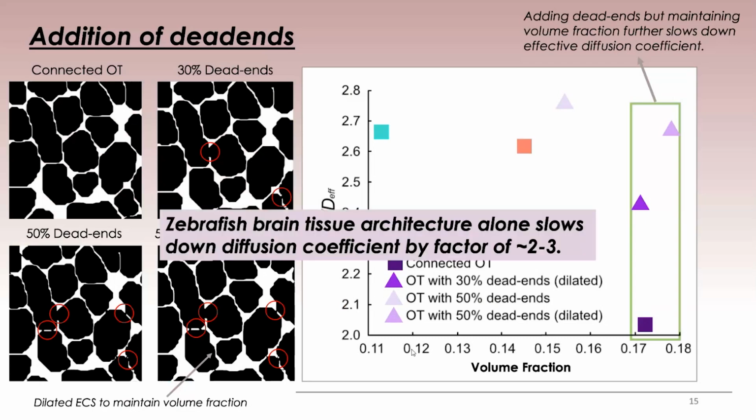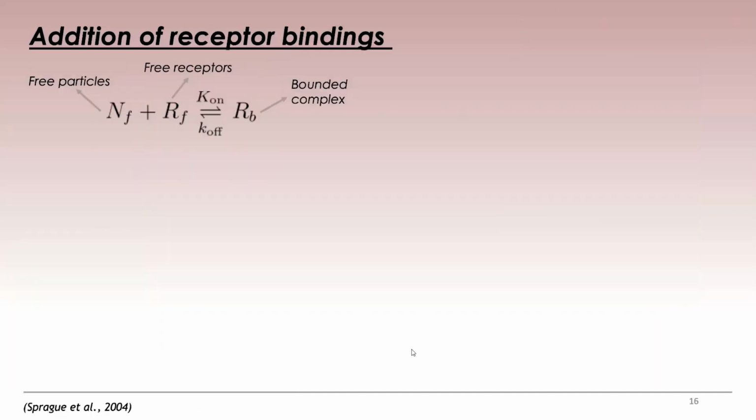So here we conclude that the zebrafish brain tissue architecture alone slows down the diffusion coefficient by a factor of 2 to 3. But that is not enough, if you remember from the start of the talk, to account for the factor 50 to 60 slowdown of the diffusion coefficient. So then we consider receptor bindings.